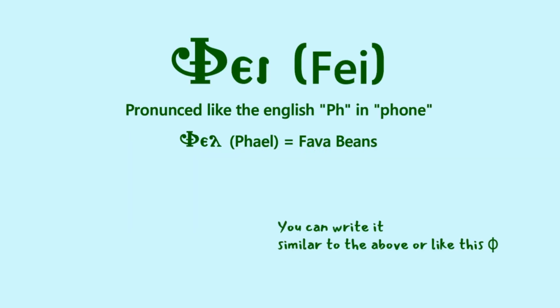V is going to be like an English PH. To not get confused between the shape of it and Coptic, remember it looks like a stick and you have a snake at the top that just wants to wrap around the stick. A word for that in Coptic would be the word fel, which means fava beans.